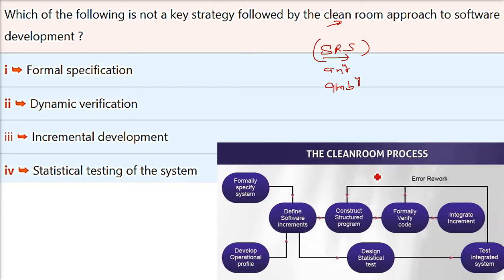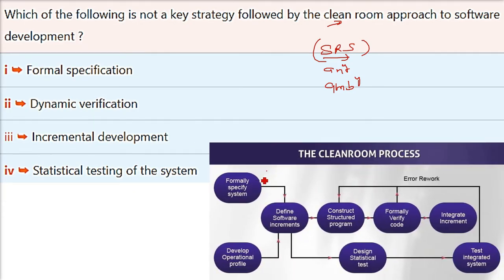If you see this clean room approach, first we formally specify the system, and then we define the software increments, and programs are constructed. We formally verify the code, integrate the increment, test the integrated system, then we do the statistical test. All these are done, as you see in the diagram. What you don't see here is dynamic verification. So the answer is number 2.